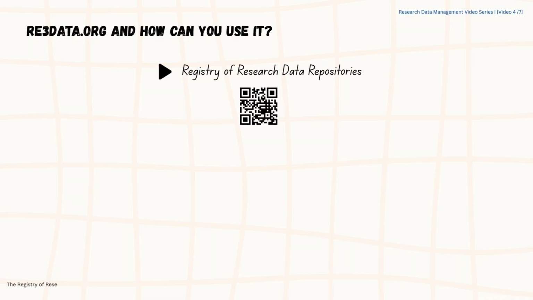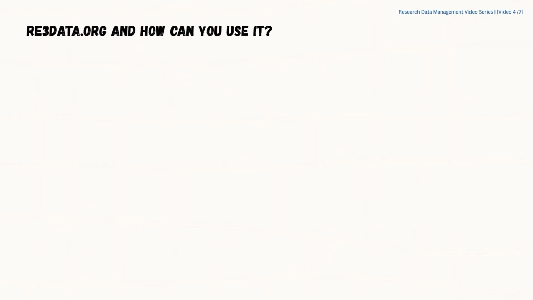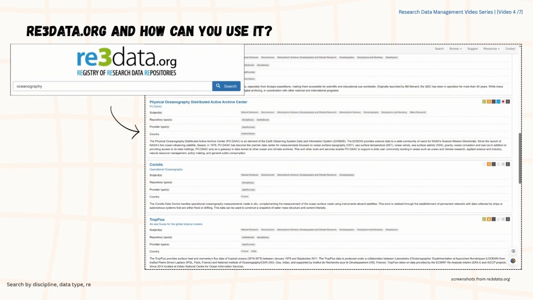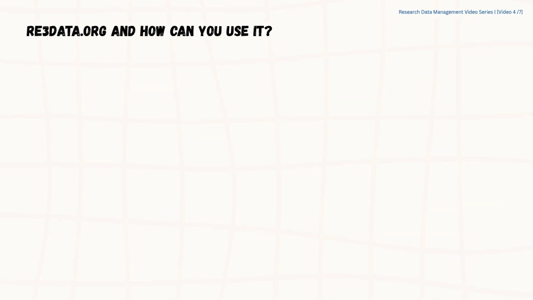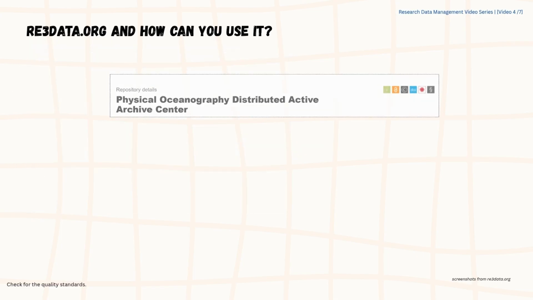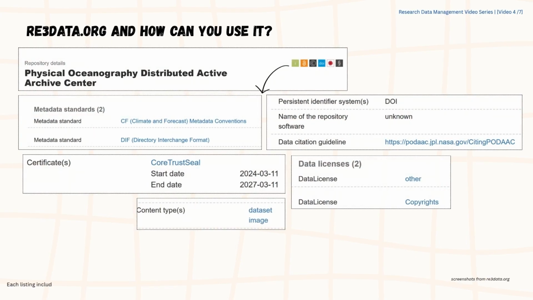The Registry of Research Data Repositories is a global directory of research data repositories. It helps researchers, funders, and institutions find trustworthy places to store and share research data. Search by discipline, data type, repository name to locate a suitable place to deposit or access data. Check for the quality standards. Each listing includes information like accepted content types, access and licensing policies, certifications like Core Trust Seal, metadata standards used.